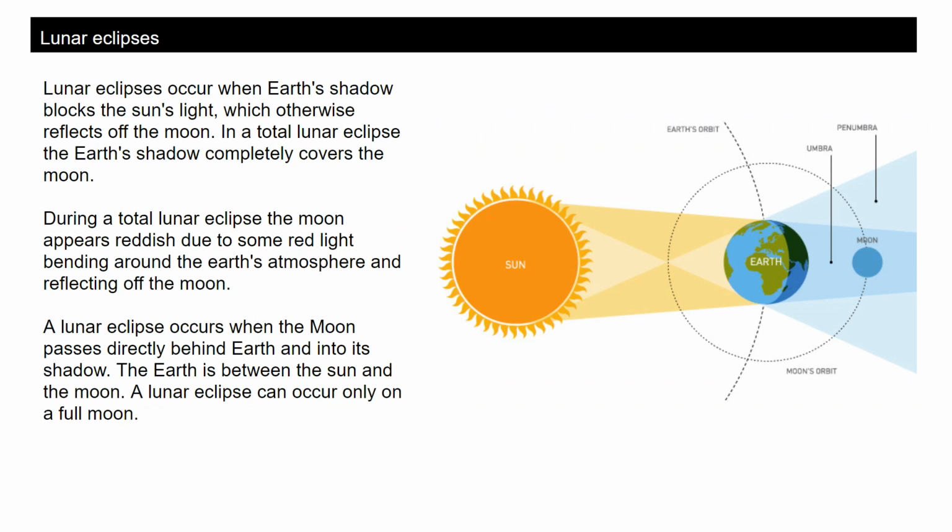A lunar eclipse occurs when the Earth's shadow falls on the moon. So when you're drawing this, Earth is in the middle in diagrams of a lunar eclipse. Lunar eclipses will happen during a full moon, but not every full moon, because the plane of the Earth's orbit around the sun is different to the plane of the moon's orbit around the Earth.